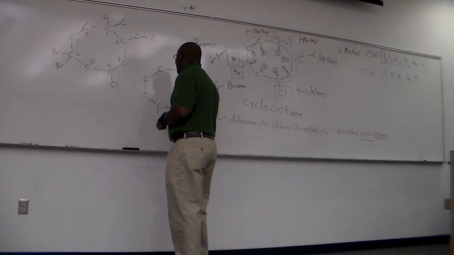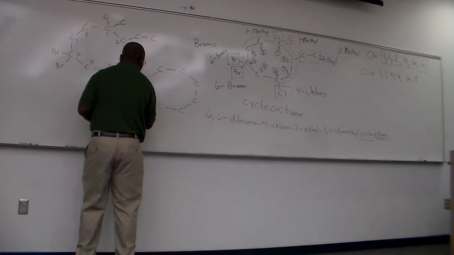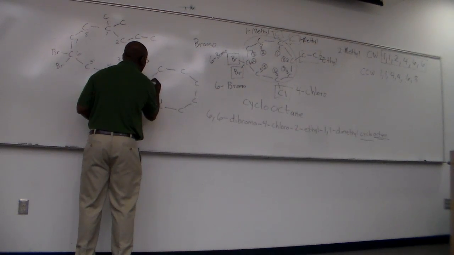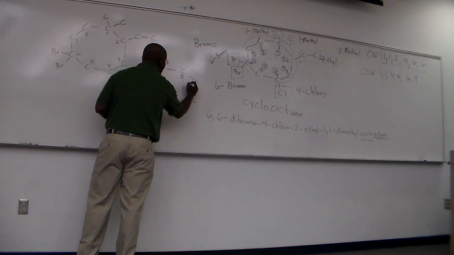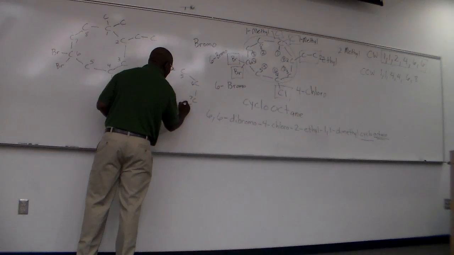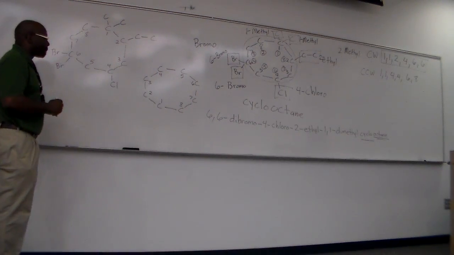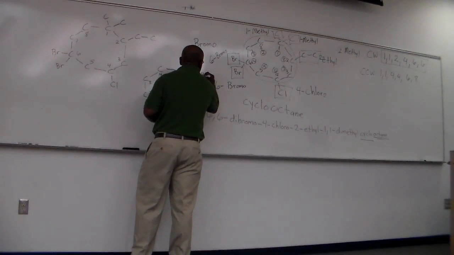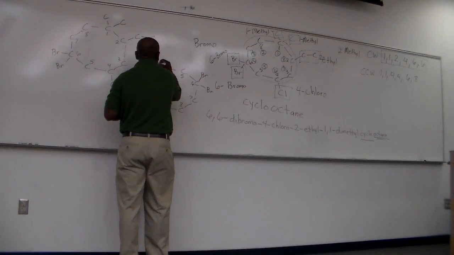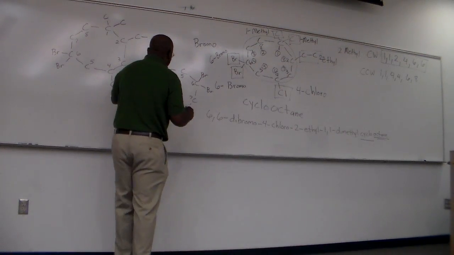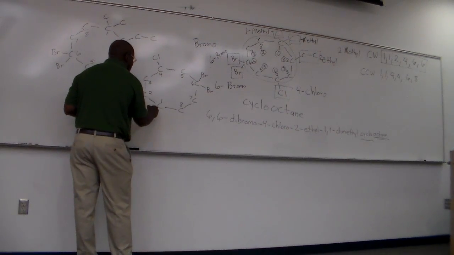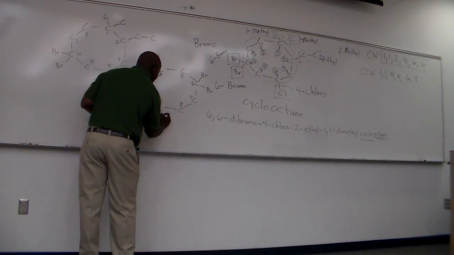I want carbon number 1 to be at the bottom. I want to do something different. There's 1, 2, 3, 4, 5, 6, 7, 8. You can put on carbon number 6 a Br, carbon number 4 a Cl, carbon number 2 we have 2 carbon atoms, and carbon number 1 we have a carbon and a carbon.